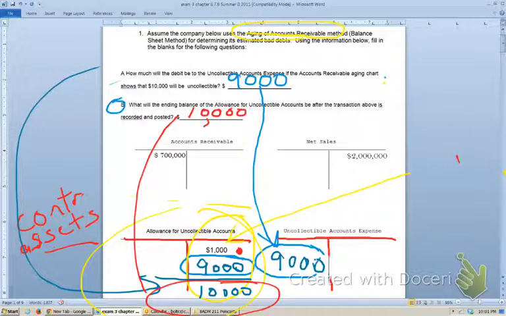We have to pay attention to the prior balance in here. I hope this helps, and I hope you'll practice it some more.